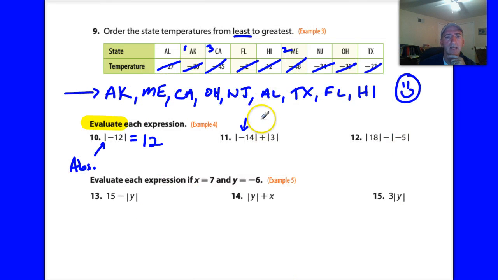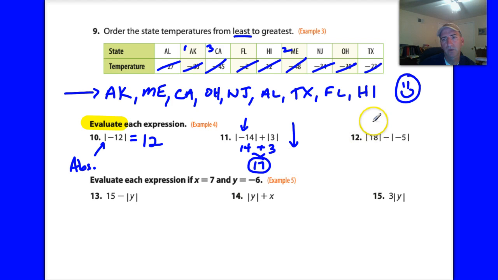Okay, so in number 11, we have to take the absolute value of negative 14. All right, how far is negative 14 from 0? It's 14. How far is 3 from 0? It's 3. So this question is really just 14 plus 3. Please work down the page. Yes, I get picky about that. So we add those two numbers together. Get 17. There it is, right there.